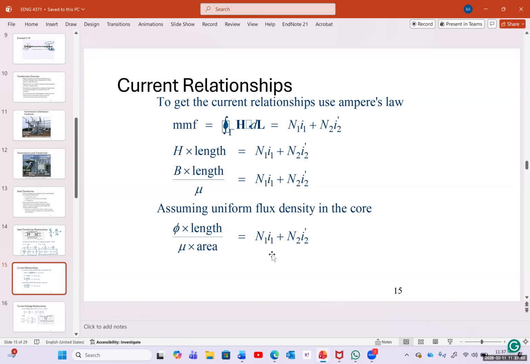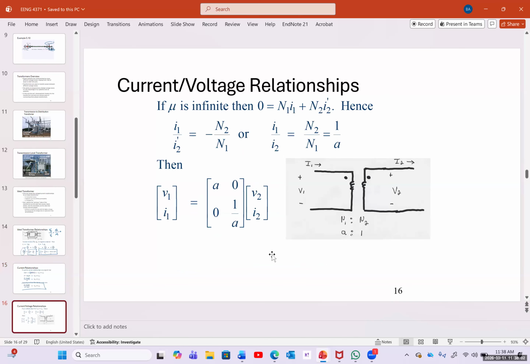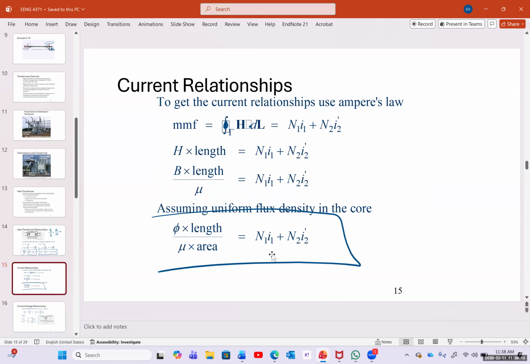Now, assuming uniform flux density in the core, phi times the length over mu times the area gives us N1 I1 plus N2 I2 prime. If mu is infinite, as we assumed for permeability, then that would be equal to 0, because it's going to be the length divided by infinity, which gives us 0.